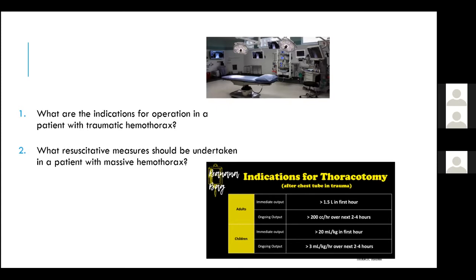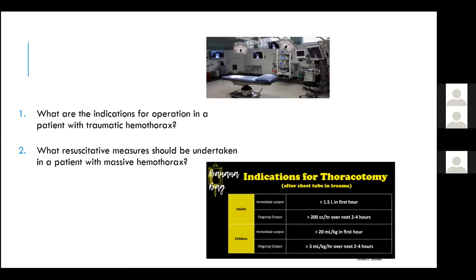But sometimes you cannot reach this volume in 1 hour. You may need about 4 or 5 hours, so it is difficult to calculate. But if it is 200 every 2 or 3 hours, it is massive, and you should consider thoracotomy. In pediatrics, because the blood volume is different from adults depending on the age, it is more than 20 per kg in the first hour, sorry, and more than 3 cc per kg per hour over the next 2 to 4 hours.